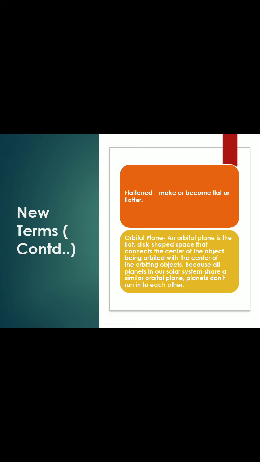Then orbital plane. An orbital plane is the flat disc-shaped space that connects the center of the object. I hope you remember, I just showed you the red color circle. So that is the orbital plane.